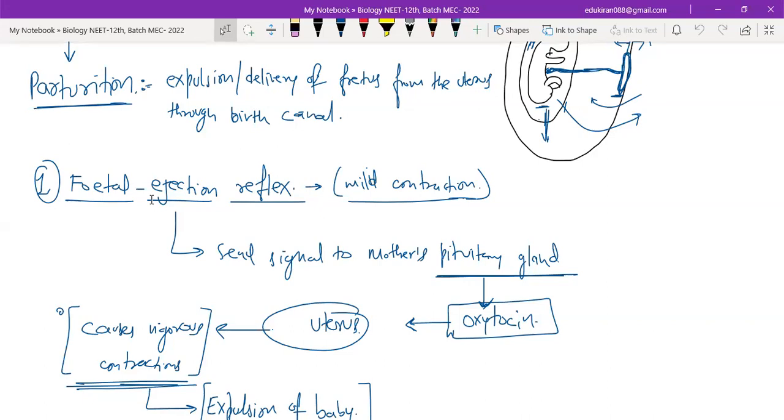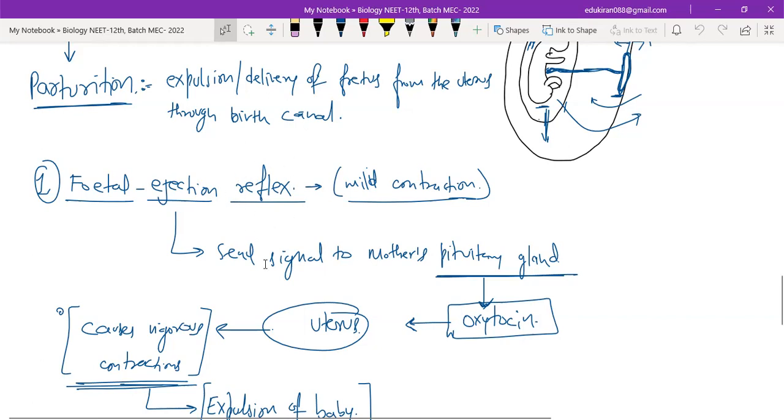And what is the fetal ejection reflex? It is a reflex, right? The fetal ejection reflex means that the fetus, after proper development, needs to be ejected out of the female body. So from where does this reflex start? It's like a signal, right? From where does the signal start for the delivery? Yes, it starts from the fetus itself.